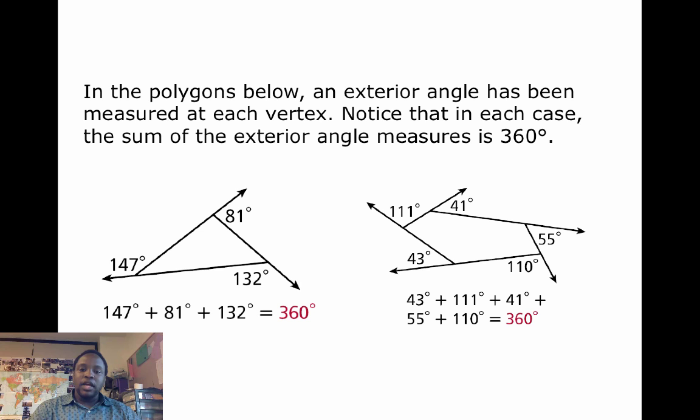So in the polygons below, an exterior angle has been measured at each vertex. Notice that in each case, the sum of the exterior angle measures is 360 degrees. So it works for all convex polygons that the sum of the exterior angles is 360 degrees. No matter if it's a triangle or a 100-gon, the measures of the exterior angles will always add up to 360 degrees.